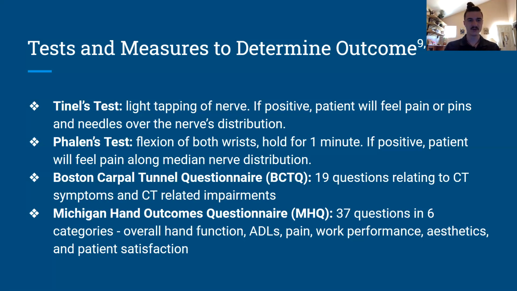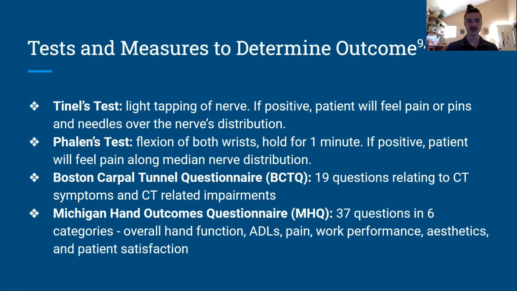All right, and then we have a few tests and measures here to determine the severity and or presence of carpal tunnel syndrome. So we have Tinel's test, which is basically just tapping right here, and if they feel nerve symptoms such as tingling, pins and needles, then that's a positive result. And then Phelan's test is flexing both wrists and then holding this for 1 minute. And if the patient has more nerve symptoms, again, then it is also a positive result.